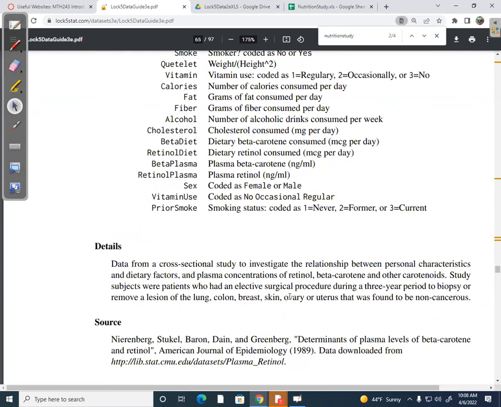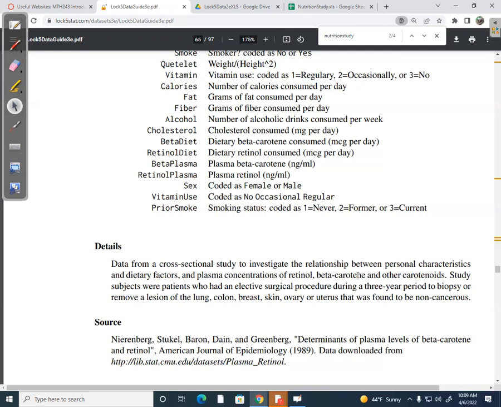All right, data from a cross-sectional study to investigate the relationship between personal characteristics and dietary factors and plasma concentration of retinol, beta carotene, and other carotenoids. Study subjects were patients who had an elective surgical procedure during a 3-year period to biopsy or remove a lesion of the lung, colon, breast, skin, ovary, or uterus that was found to be non-cancerous. Okay.